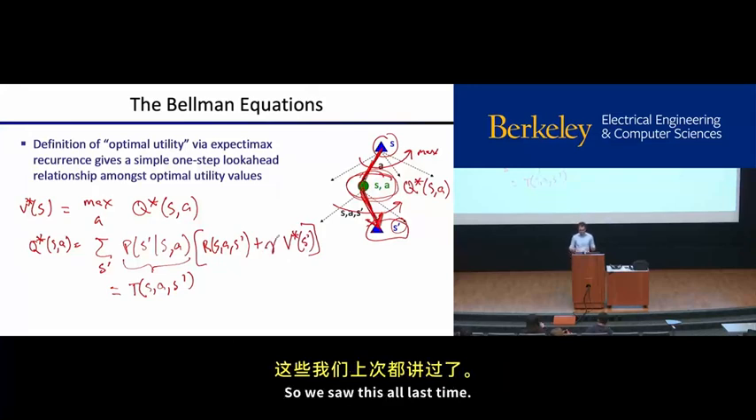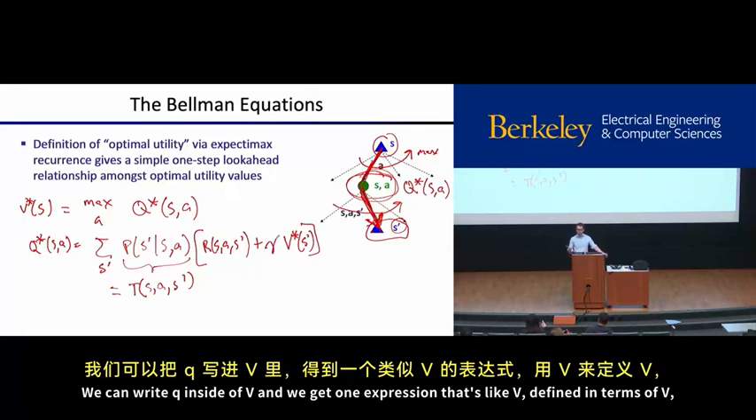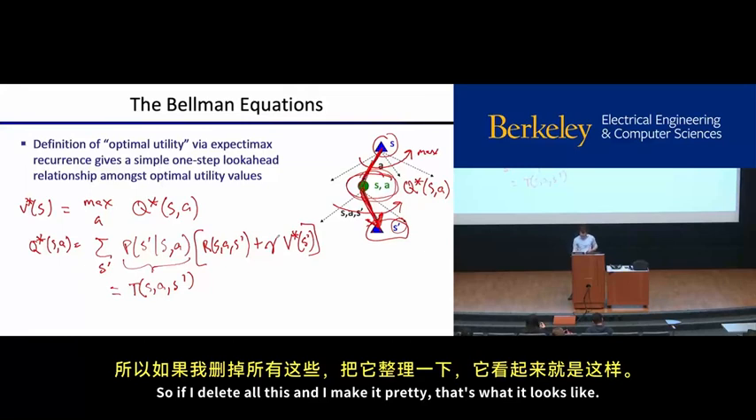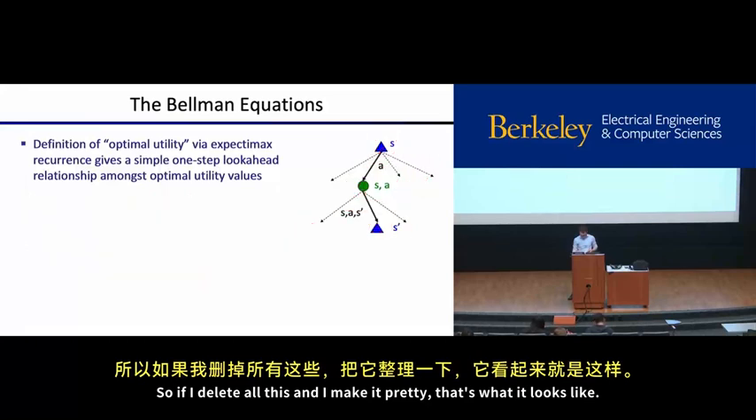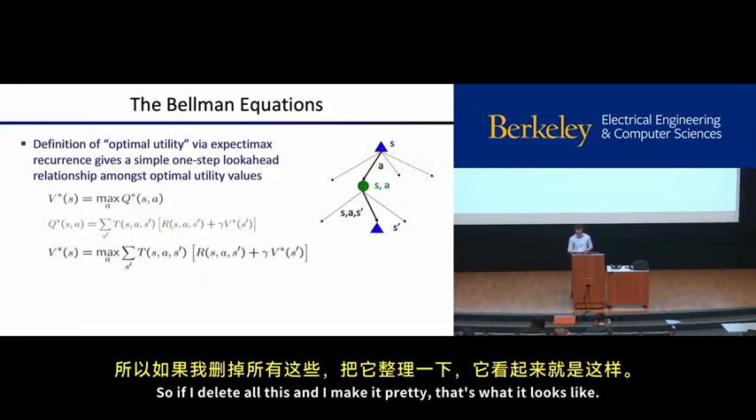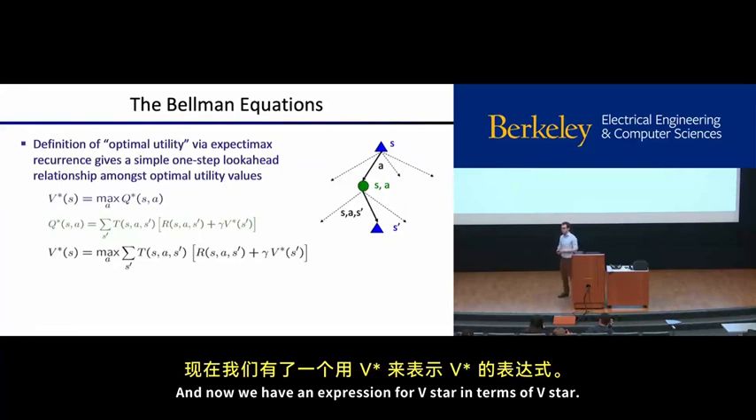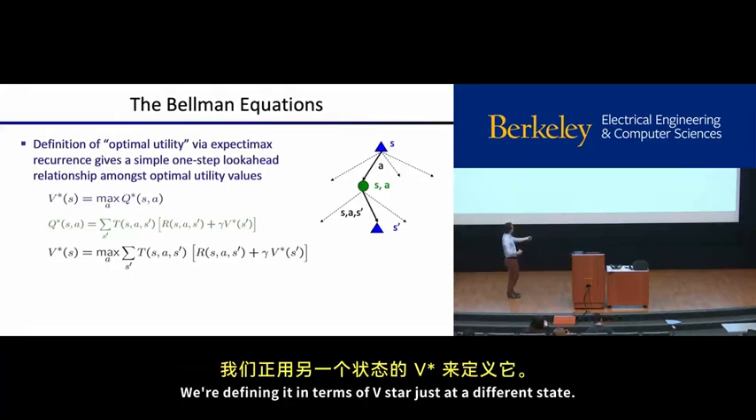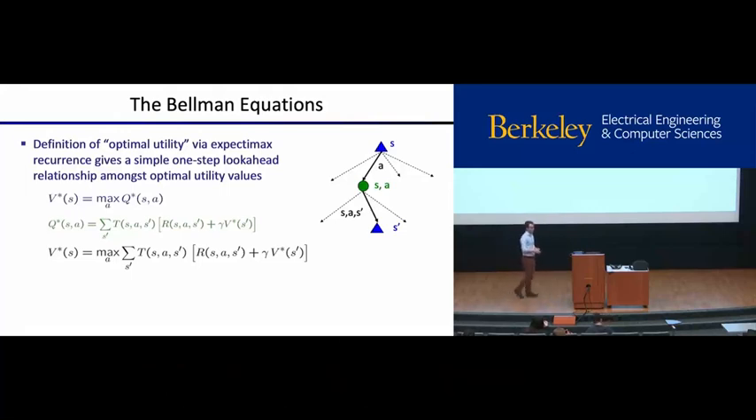Right? So we saw this all last time. We can write Q inside of V, and we get one expression that's like V defined in terms of V. And this is this recursion that we're talking about. So if I delete all this and I make it pretty, that's what it looks like. And now we have an expression for V star in terms of V star, right? So that's our recursion right there. We have V star, we're defining it in terms of V star, just at a different state.